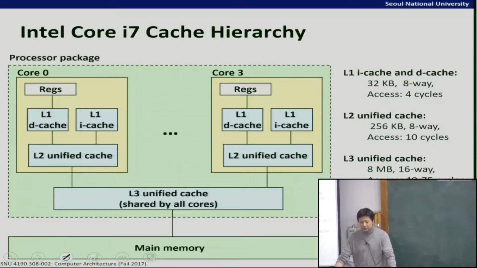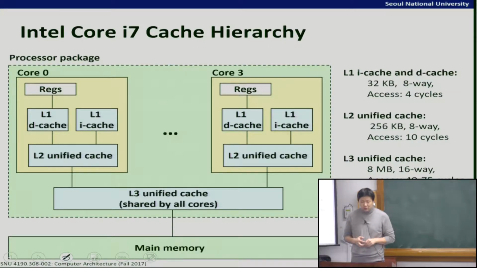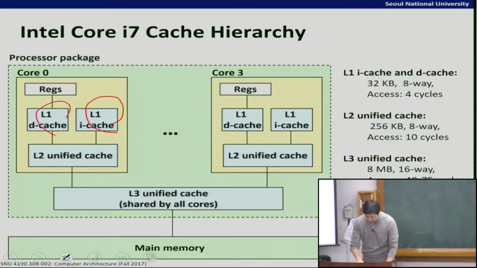So this one is Intel's Core i7 cache hierarchy. This design is several generations behind, I mean, several years ago. It's based on Haswell, but the cache design is more or less the same in today's i7. So in this design we have level 1 instruction and data caches. As you know, there are two separate caches. The first one is the instruction cache, or iCache. The second one is the data cache. So we have two separate physical entities for instruction and data caches.